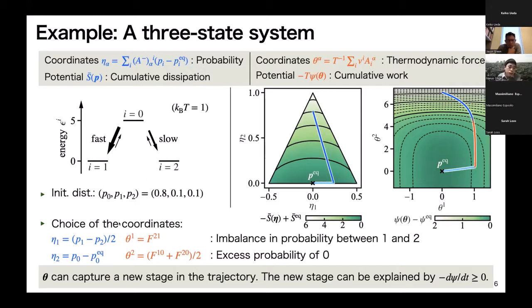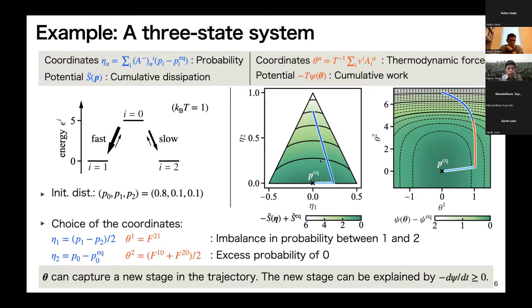We choose the coordinates to reflect the symmetry of the setting. So concretely, the eta1 and theta1 are non-zero when the probabilities of states 1 and 2 are imbalanced. And eta2 and theta2 are positive when they have excess probability at state 0. So with these eta coordinates, the trajectory looks like this. It's a two-step relaxation. This is not surprising because of the biased relaxation rate.